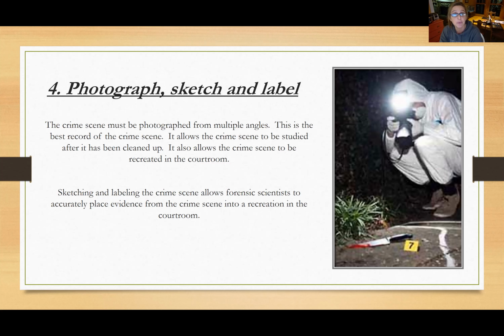So it says the crime scene must be photographed, multiple angles. This is the best record of the crime scene. It allows the crime scene to be studied after it's been cleaned up. It also allows the crime scene to be recreated in the courtroom. So those photographs and sketches can then be used, and they could lay out the entire crime scene in a court of law. So sketching and labeling the crime scene allows forensic scientists to accurately place evidence from the crime scene into a recreation in the courtroom. And that sketching the crime scene, you have to be very meticulous with your measurements.